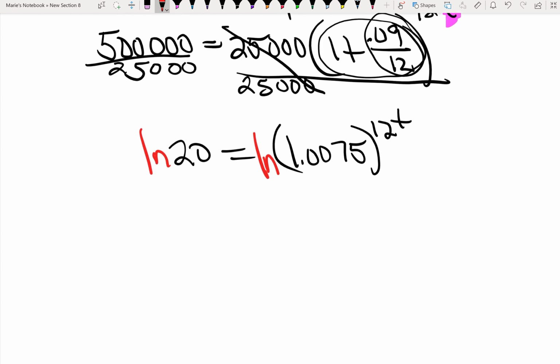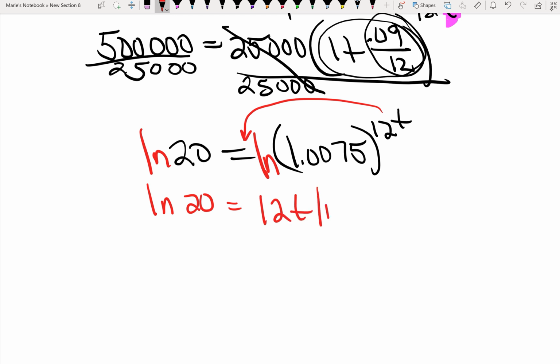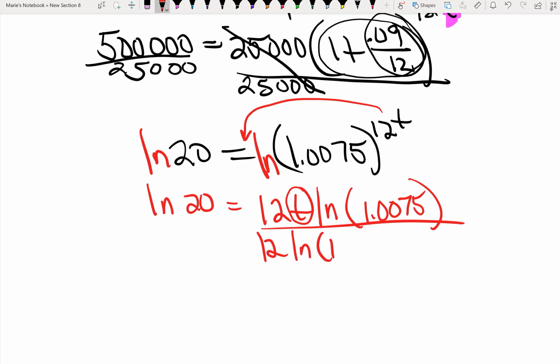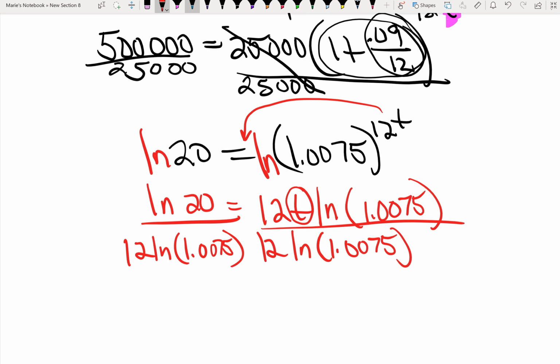So now I can employ the power rule. I'll bring this forward. So I have natural log 20 is equal to 12t times natural log of 1.0075. Remember, I'm solving for t. I could simply just divide by 12 natural log of 1.0075 on both sides. And if you notice, these are going to cancel on this side, leaving you just t.